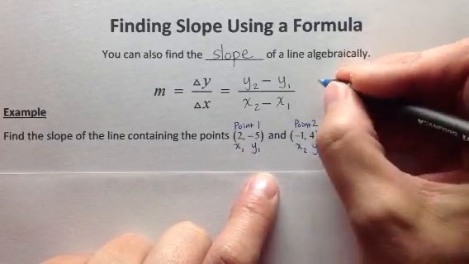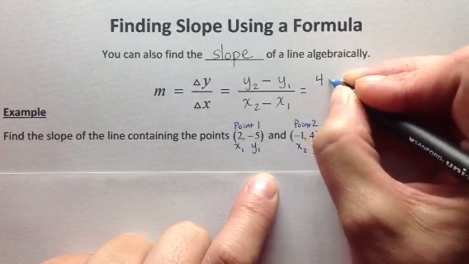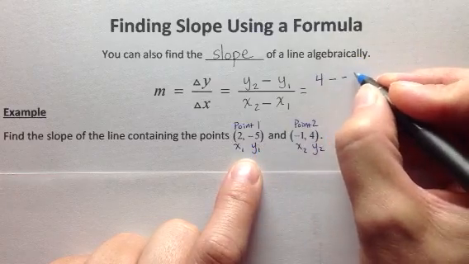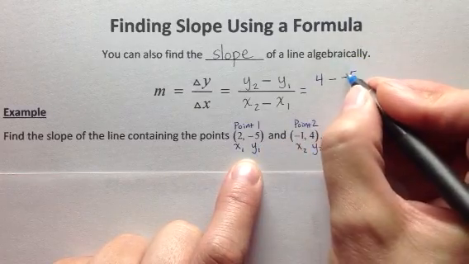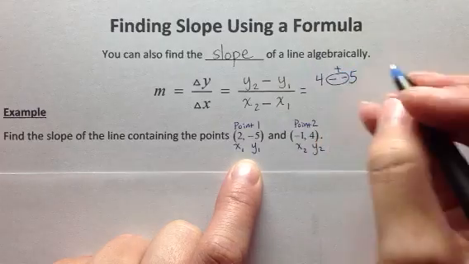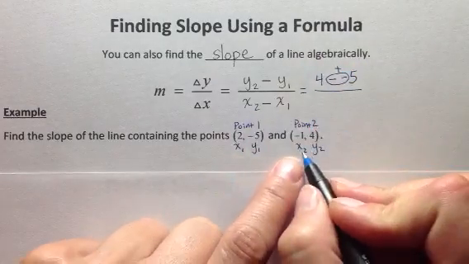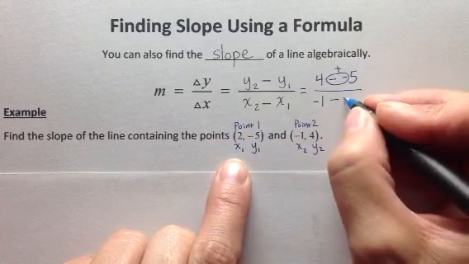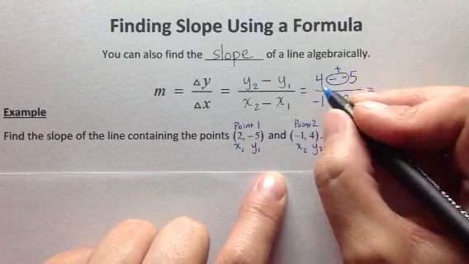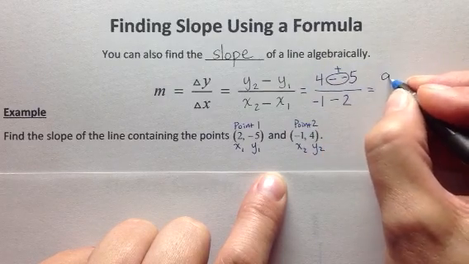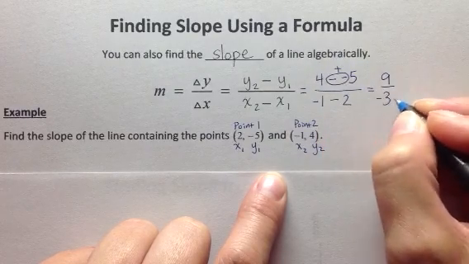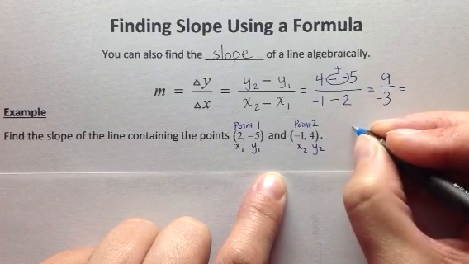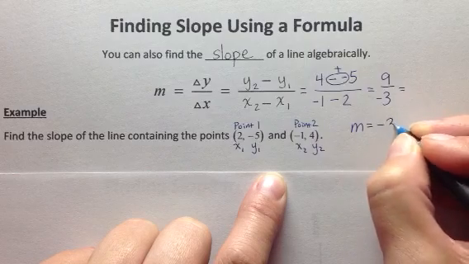y2, 4, minus y1, negative 5. Now, because it's minus and that's negative, this is going to become plus, so be careful. Then x2, negative 1, minus x1, 2. So I get 4 and 5 is 9, and this is negative 3. And so when I divide here, I actually get my slope is negative 3.